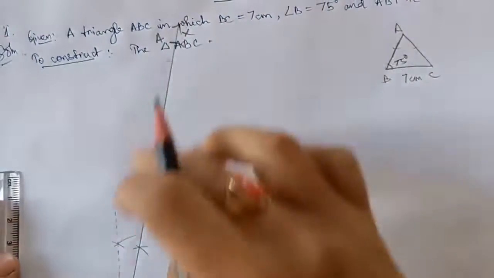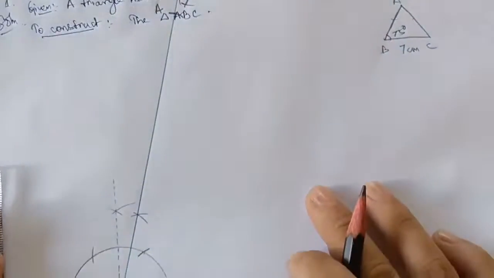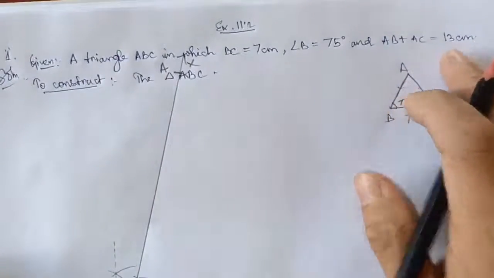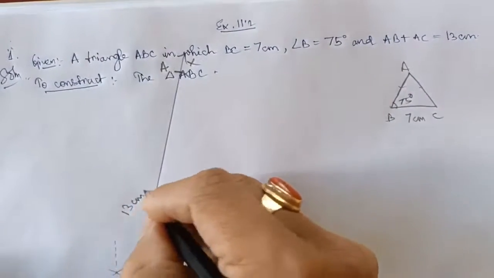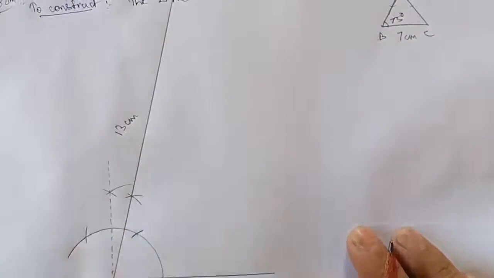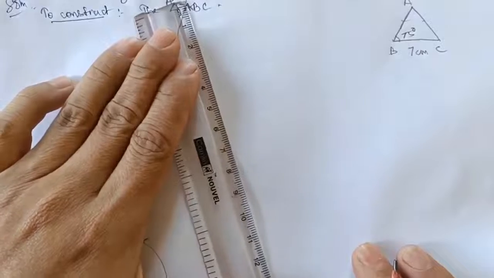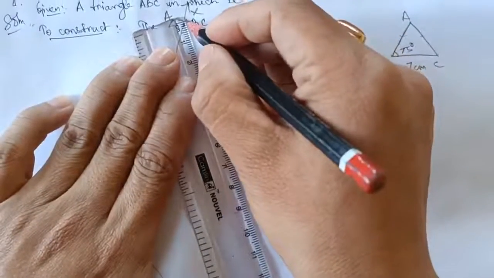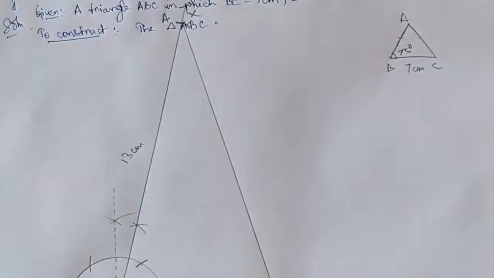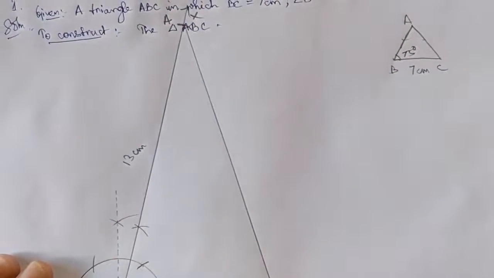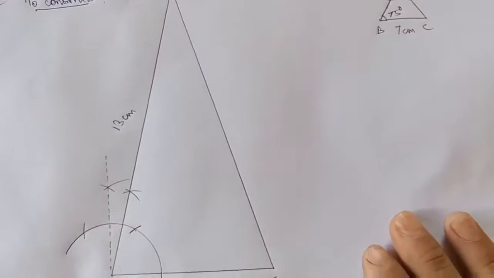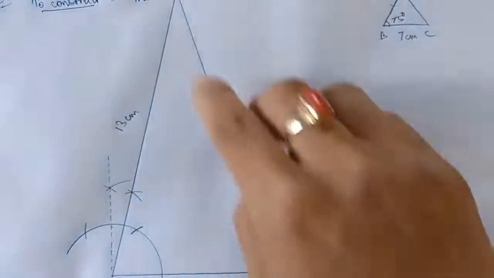So AB will be of length 13 centimeters. Now let us join AC. AC is joined.